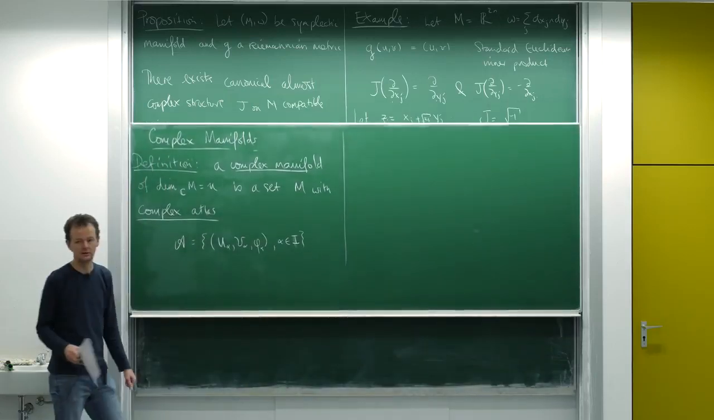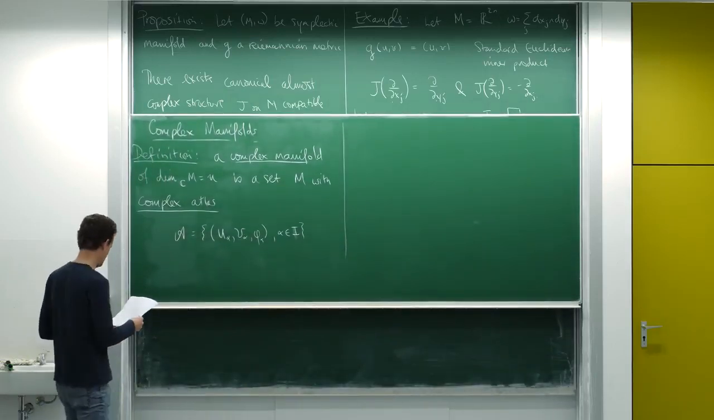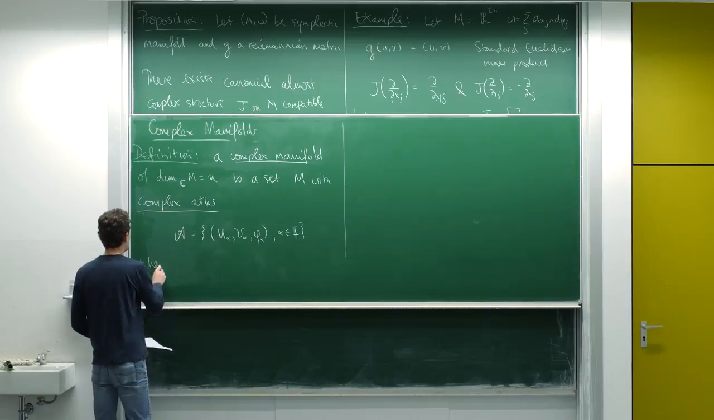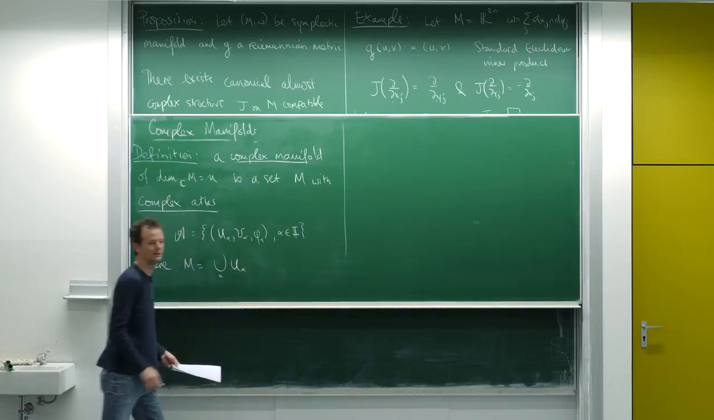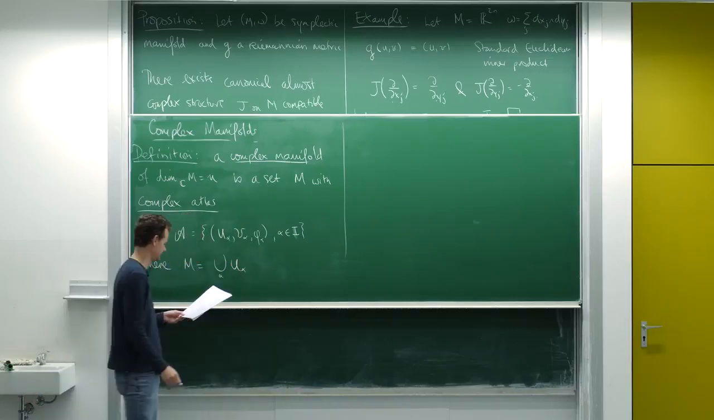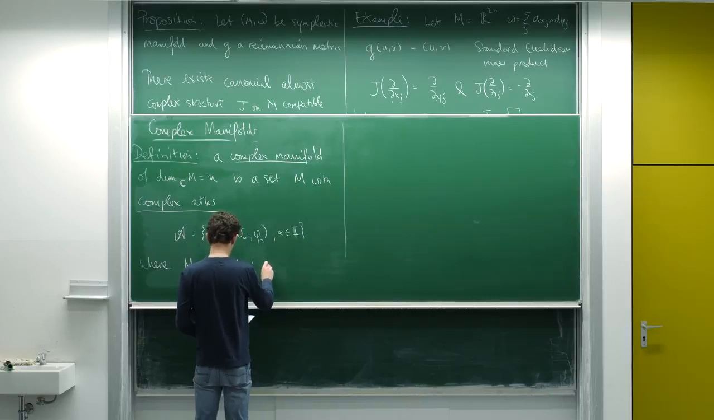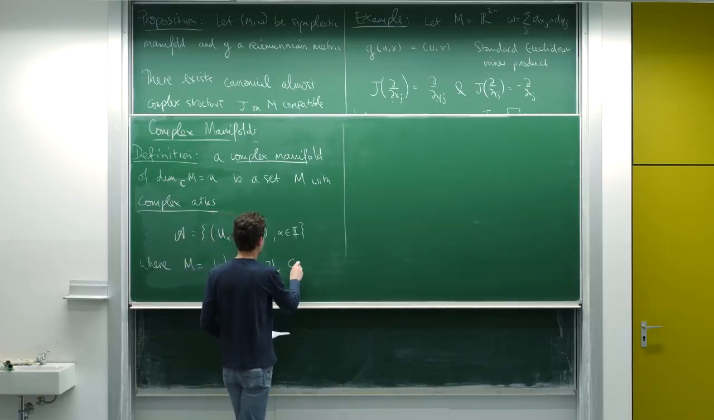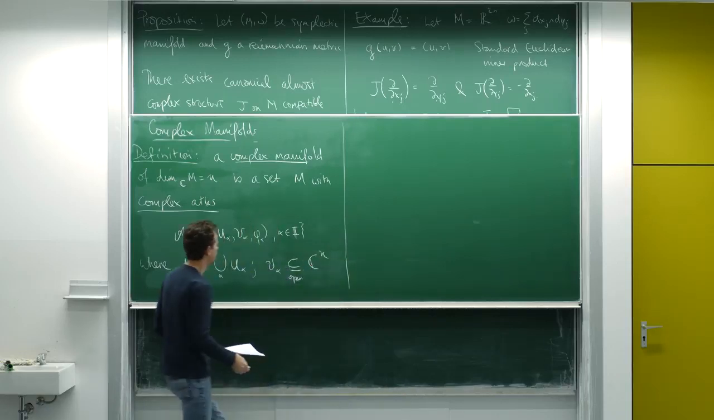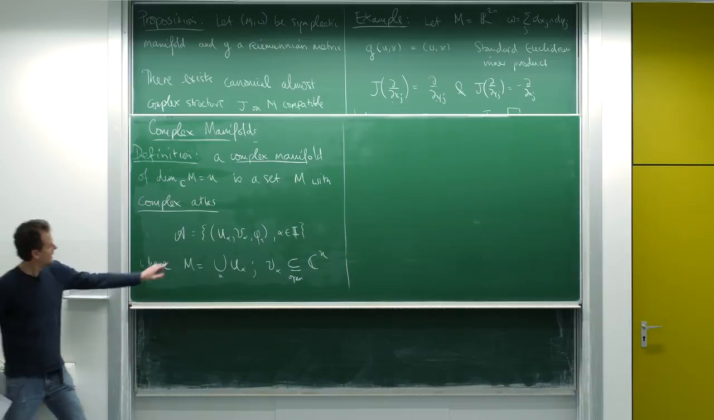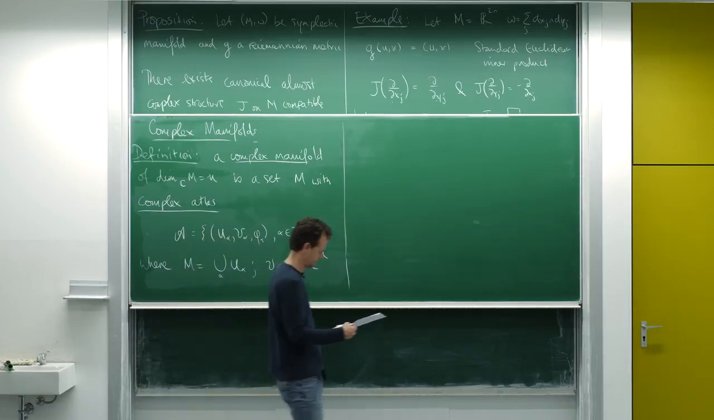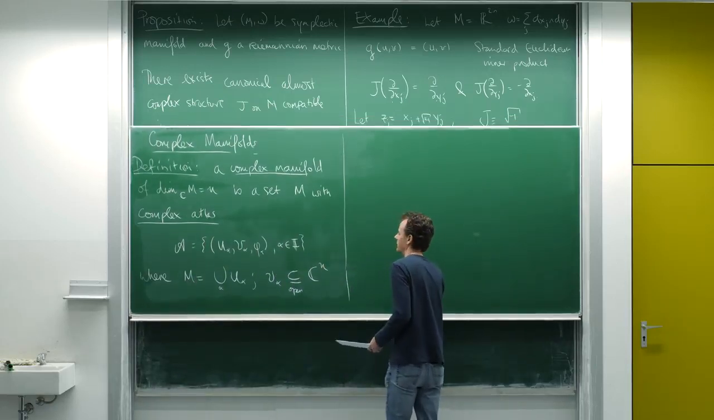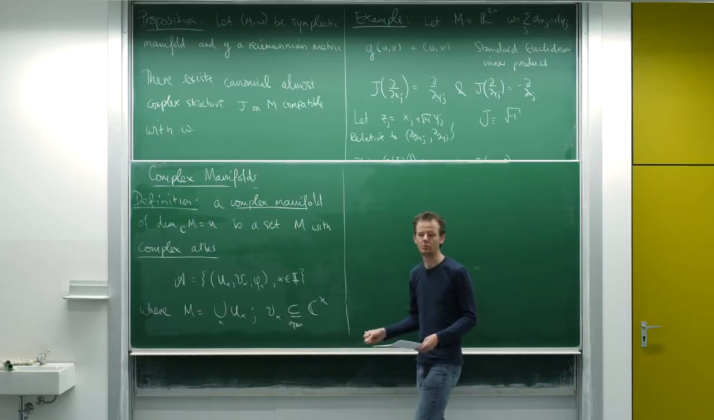So I've got to tell you, what is that? What does that even mean? Well, firstly, M is covered by these sets U alpha. V alpha are open subsets of C to the n. And U alpha locally looks like V alpha. So we've got to express that with these maps here, these coordinate maps.